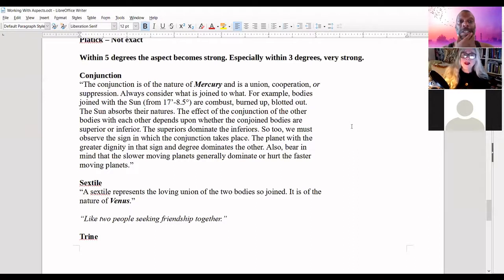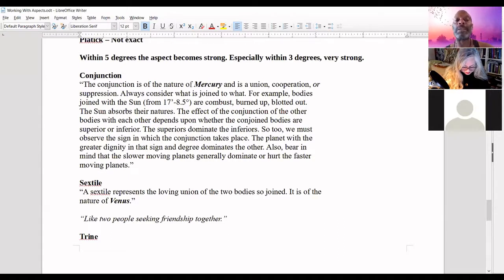So the conjunction is of the nature, but we did talk about this last week, because notice what I've put here, how I've emphasized the planets. So really think about these aspects in relation to these planets, because the conjunction is of the nature of Mercury. One of the things I see all the time is people say, well, I've got these squares and oppositions. What does that mean? I don't get how the aspects work.